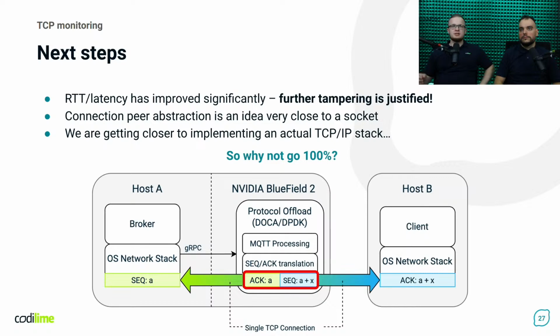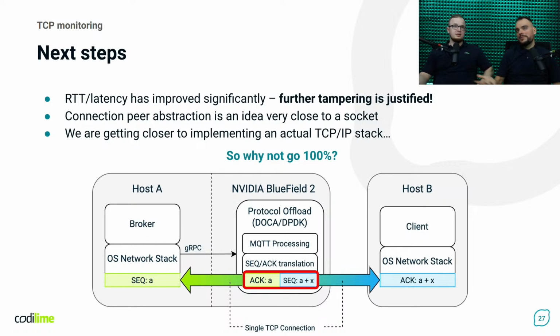We've also noticed that the connection peer abstraction idea used in sequence ACK translation, basically abstracting the client side for the broker and the broker side for the client, is an idea very close to a socket, aside from the protocol offload actually establishing the TCP connectivity to either the broker or the client. We are getting close to implementing an actual TCP/IP stack. The problem is that we haven't solved any of the problems that we had with TCP aside from sequence ACK desynchronization. So we thought, let's try to integrate a TCP network stack.